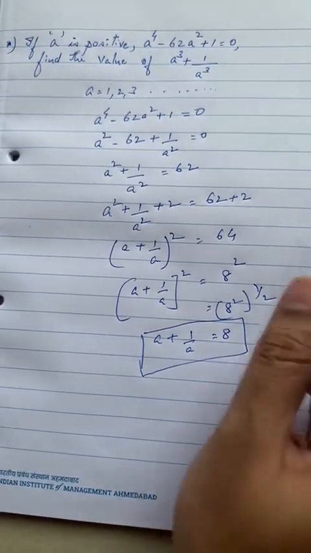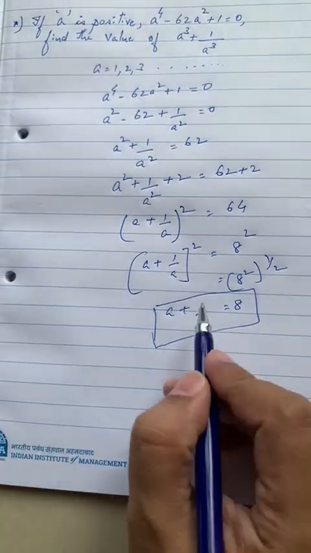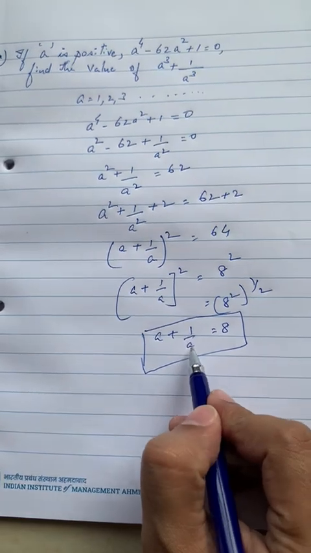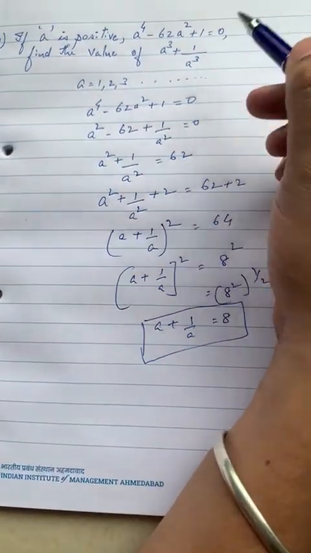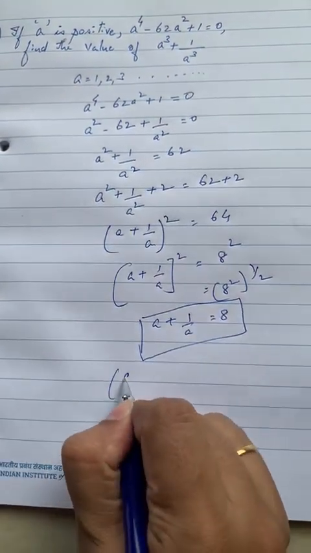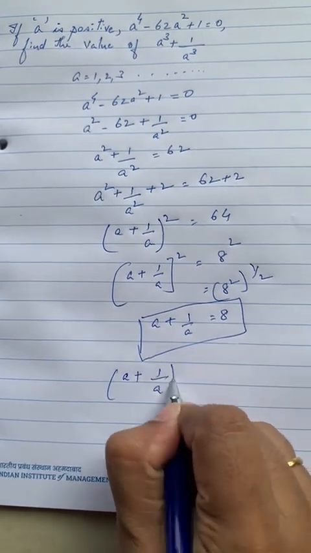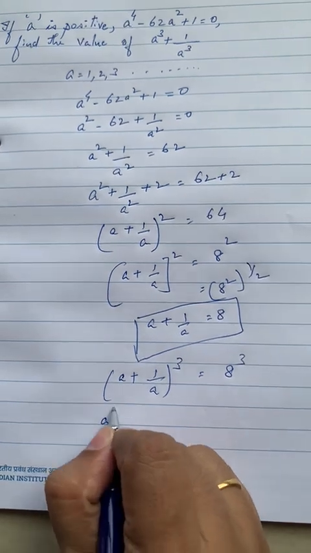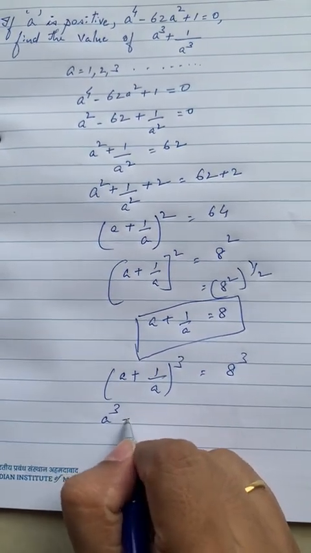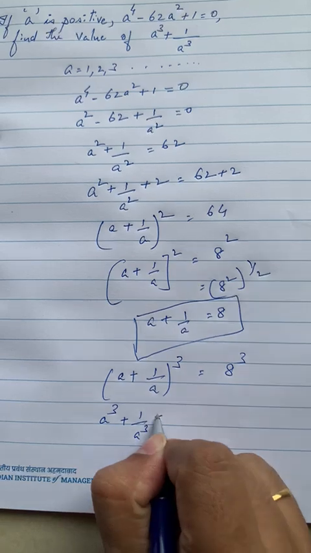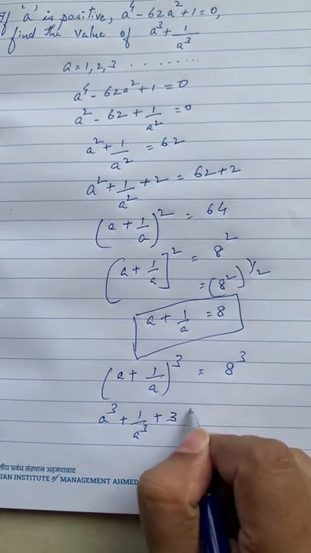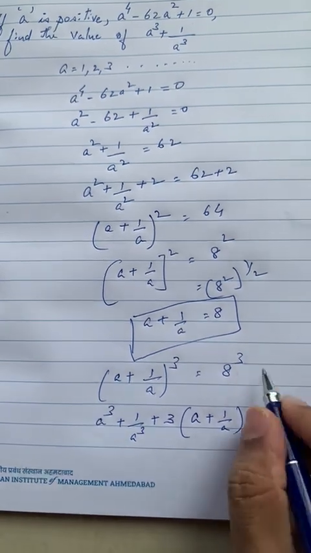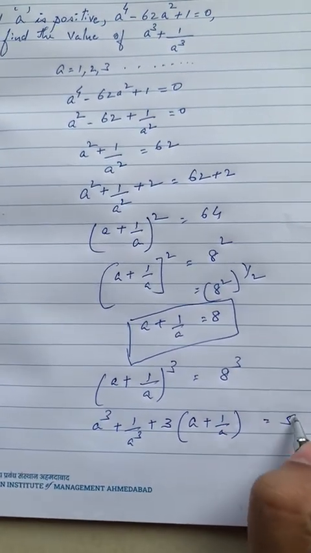The question that's asked is about a cube, right? So let's try to cube this, because when you cube it, you get a cube plus 1 by a cube, which is very similar to what's asked. So a plus 1 by a the whole cube equals 8 cube. What's the identity? a cube plus b cube plus 3ab into a plus b equals 8 cube, which is 512.